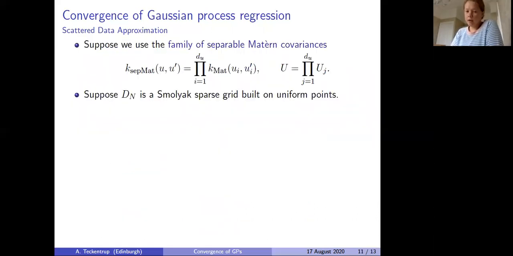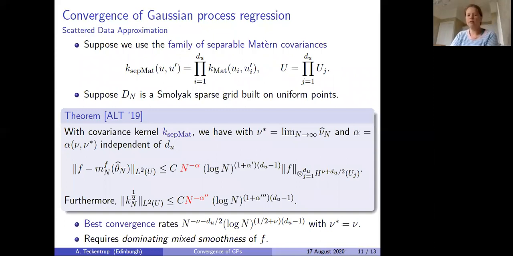You can get better dependence on the dimension if you're working in these spaces of dominating mixed smoothness. So these are Sobolev spaces, which are tensor products of one-dimensional Sobolev spaces. In that setting, you have stronger control on the mixed derivatives. So that's where the name dominating mixed smoothness comes from.